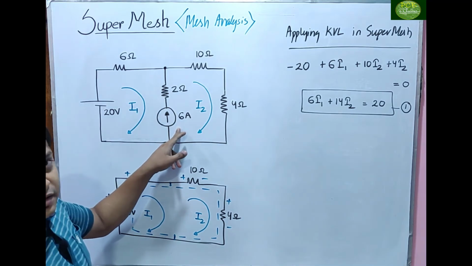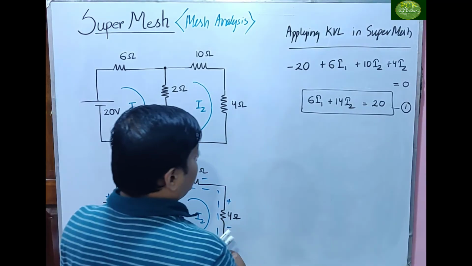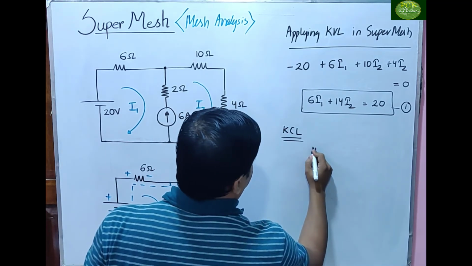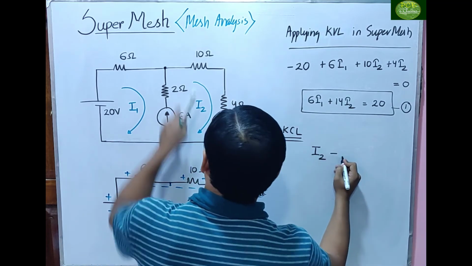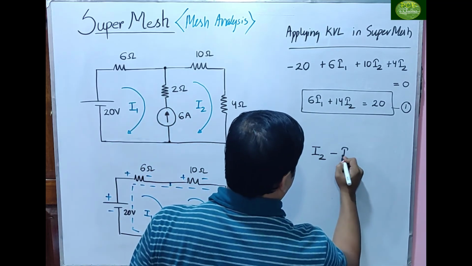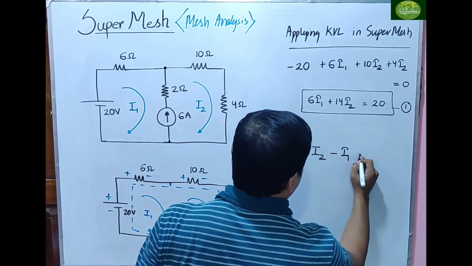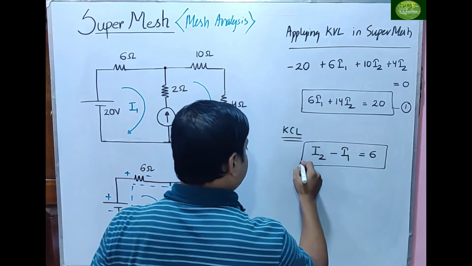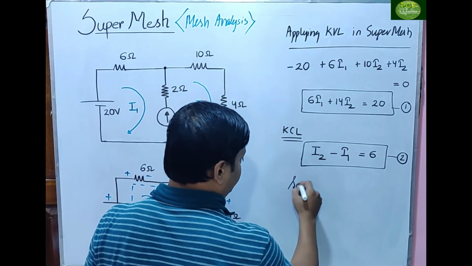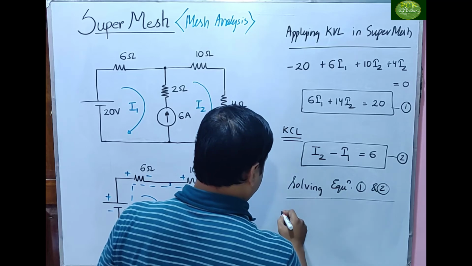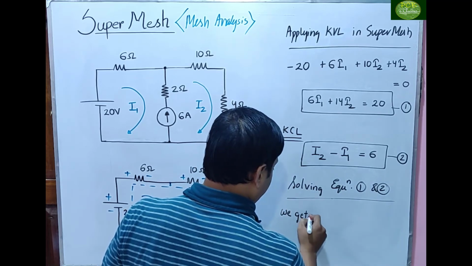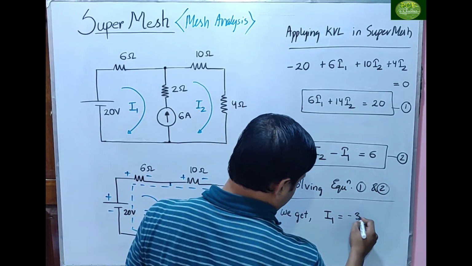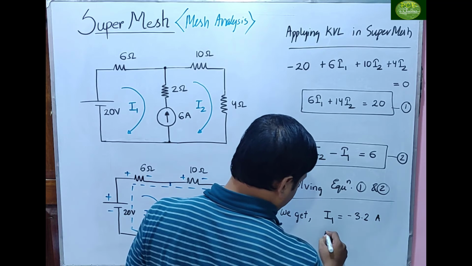So which one is dominant? I2 is dominant over I1. Can I write down the KCL equation? What is the KCL equation? Here, I2 is upward, I1 is downward. I2 minus I1 equals 6 ampere. This is my KCL equation. We get I1 and I2.